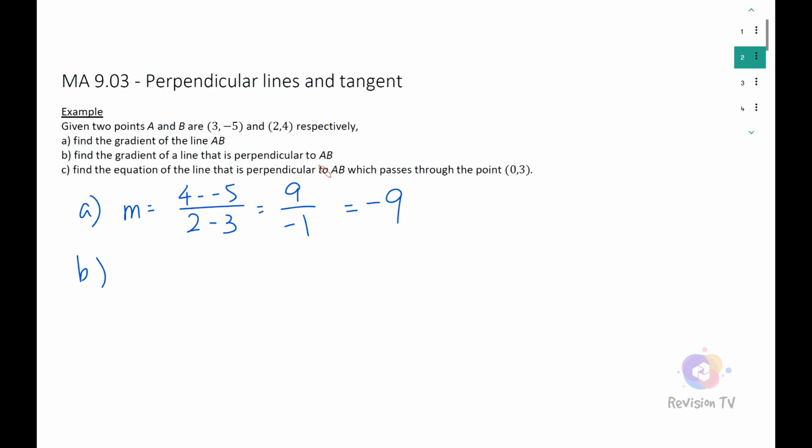The line that is perpendicular to AB will have gradient m perpendicular, which is the negative reciprocal, minus 1 over minus 9, which is 1 over 9. So it's a negative reciprocal, okay, perpendicular.